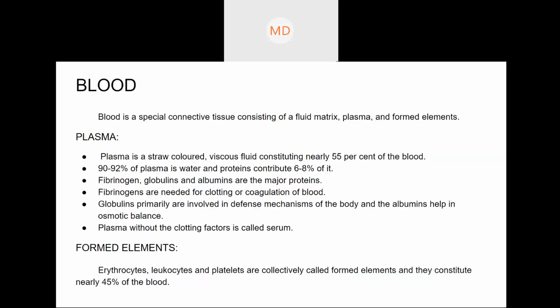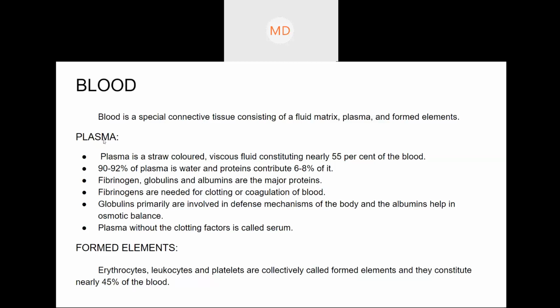And formed elements are the blood cells. Okay, formed elements are the blood cells. Those blood cells will together form the formed elements. So blood cells will form the formed elements, and there is the liquid part. All this together will form the blood. Okay, first we'll learn a little bit about plasma.